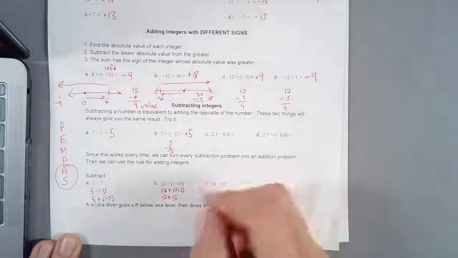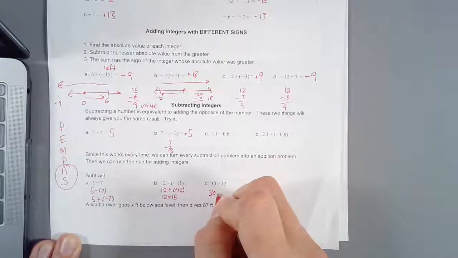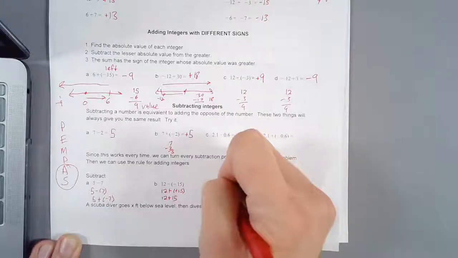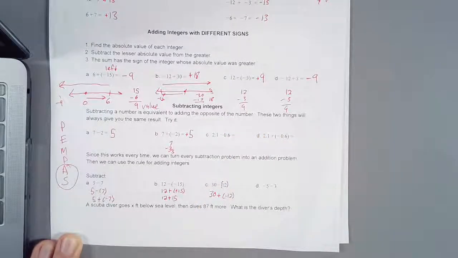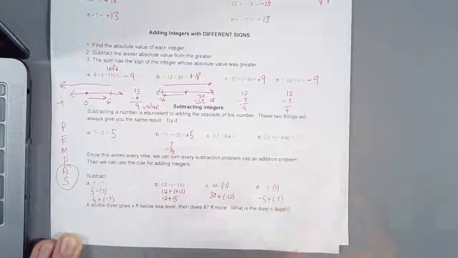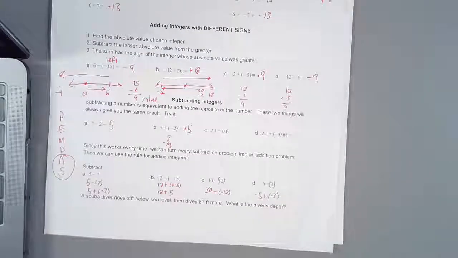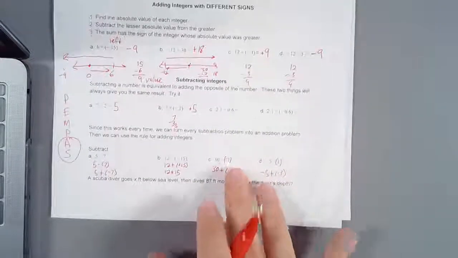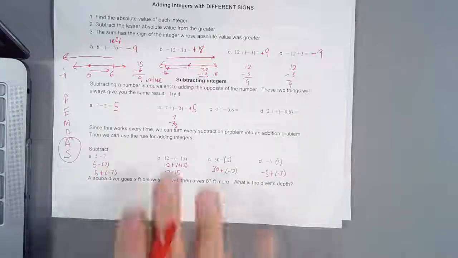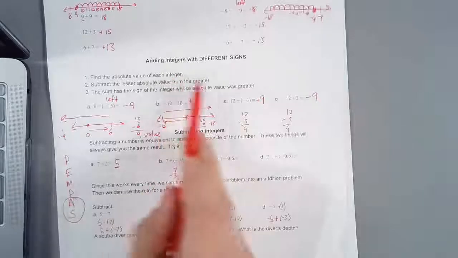30 minus 12 can become 30 plus negative 12, because here I'm subtracting the number 12. Here I'm subtracting the number 3 from a negative 5. So this is negative 5 plus negative 3. Hopefully that helps you as you think about these things. So really, every time we have a subtraction, it really is an addition, and then we can use the addition rules.